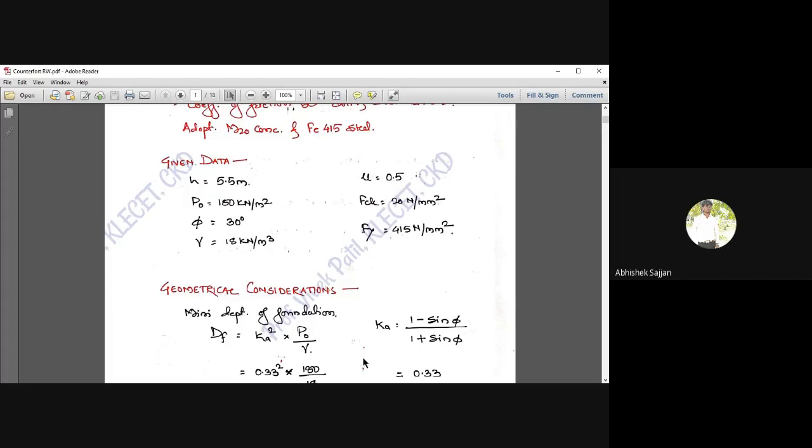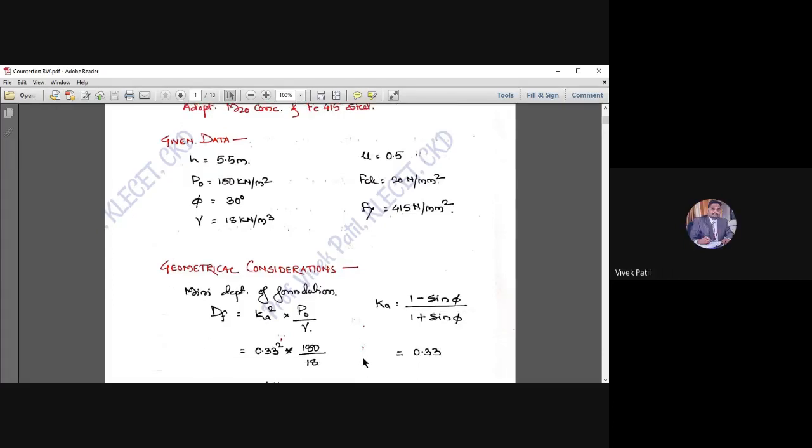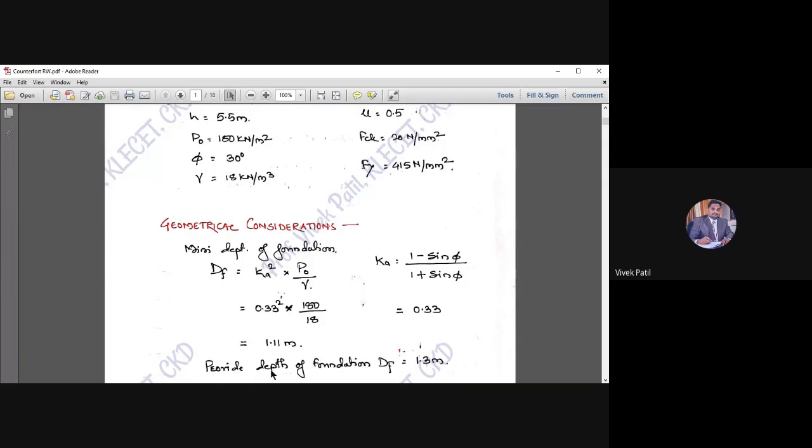It is 1.089. Just check it, 1.11 or 1.08. 1.089, 1.08. Okay. So provide the depth of foundation more than this value. As a round figure I have taken 1.3 meters depth of foundation below ground level.